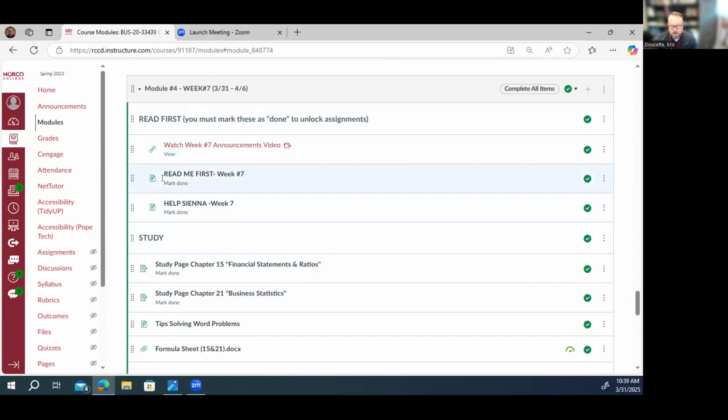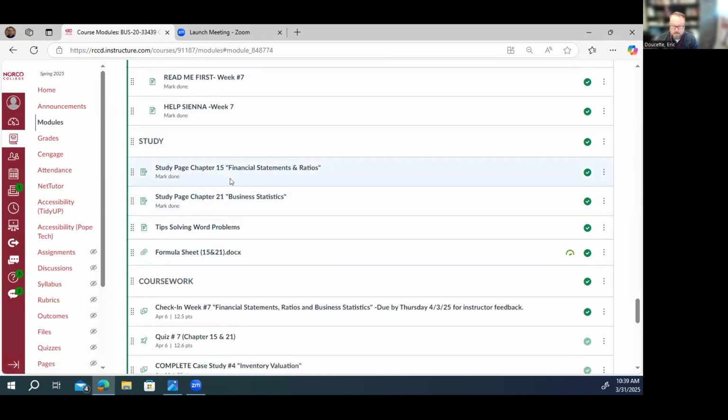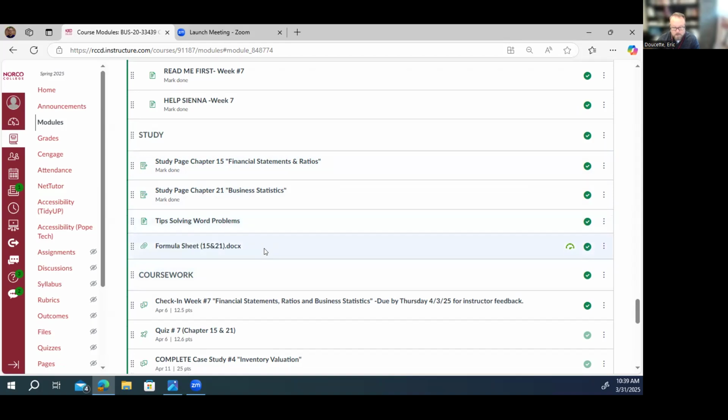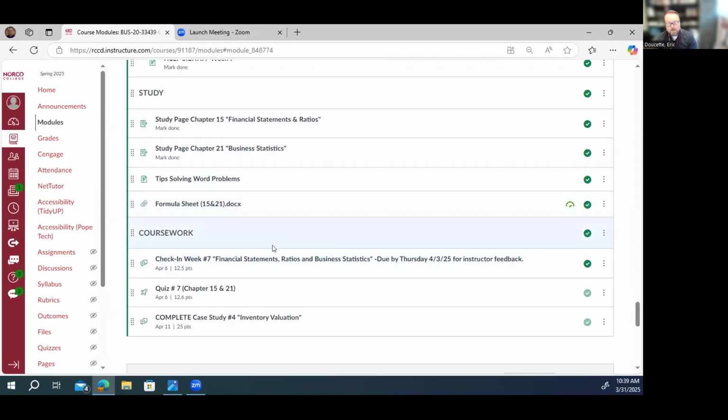Remember, there's always a README first for, in general, how the concepts of these are built into business. And then there's a help Sienna page specifically mentioning the problems that she's facing in these areas and how you can help solve those. There is a study page for both of these. And by the way, there is a video for both of these that I have done. Again, the quality may not be the greatest, but I get through how to work out some of these problems. Of course, if you read the book, you will also be helped. There is a formula sheet for chapters 15 and 21, so make sure you print that out and use it as you're working through the problems.